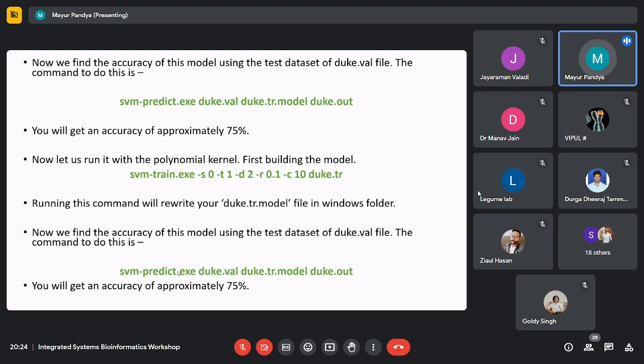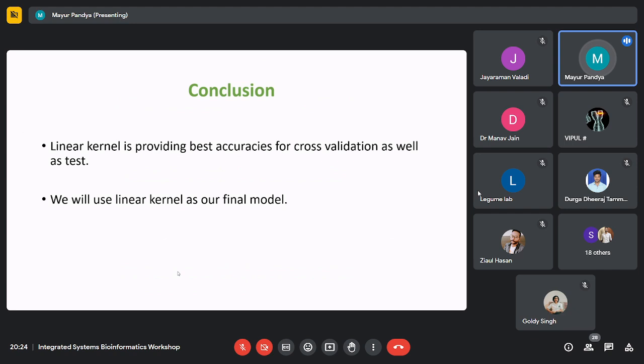Now, the same thing, we are repeating with a polynomial kernel. Again, we are giving the command and running svm-predict.exe. And over there also, we are getting an approximate accuracy of 75%. So as we saw, the linear kernel is actually providing the best accuracy over here for cross-validation and also for the test. So we have used the linear kernel as our final model. So duke.tr.model is a linear kernel.